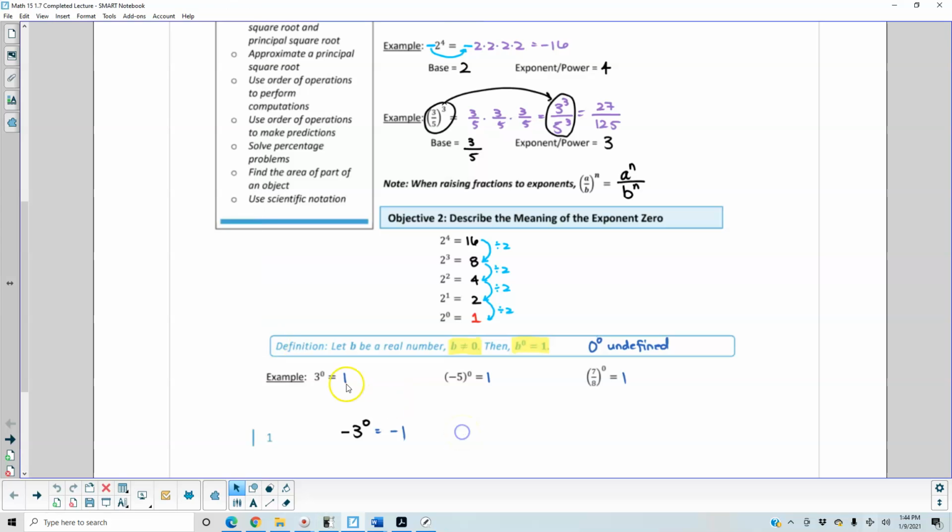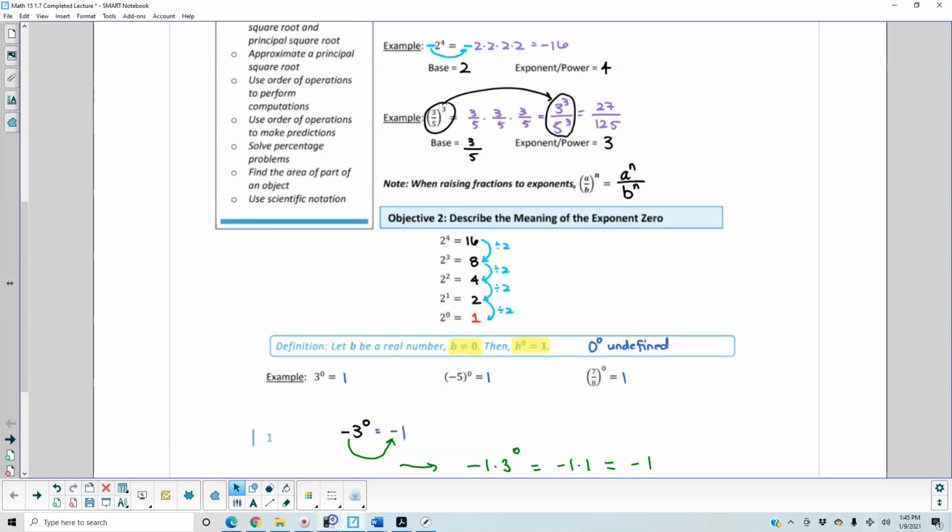Okay, so let's see here. We have 3 to the 0 power, and that's equal to 1. Negative 5 in parentheses to the 0 power is equal to 1. Parentheses 7 over 8 to the 0 power is equal to 1. And if you look at this scenario, this means that the negative has to be attached after because it's not contained in parentheses. So this is the same thing as saying negative 1 times 3 to the 0 power, which is the same thing as negative 1 times, well, 3 to the 0 power is 1, and negative 1 times positive 1 is negative 1.